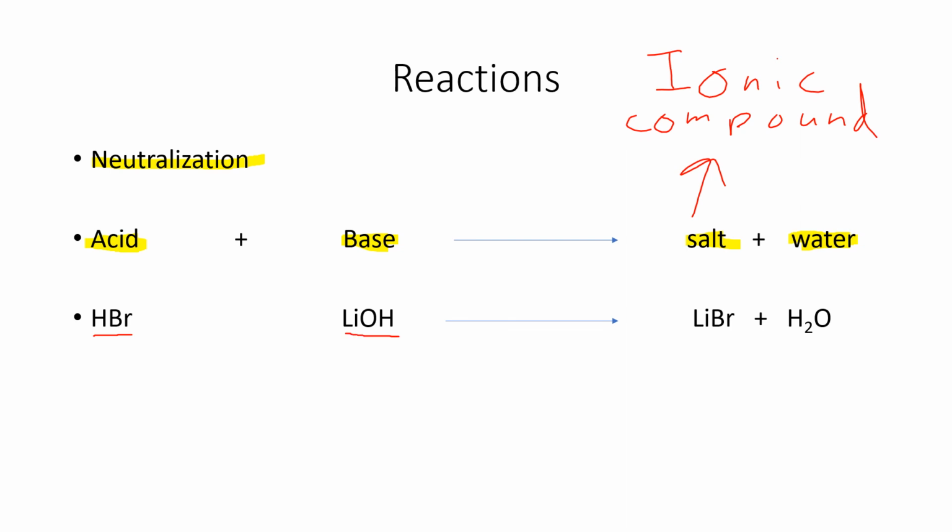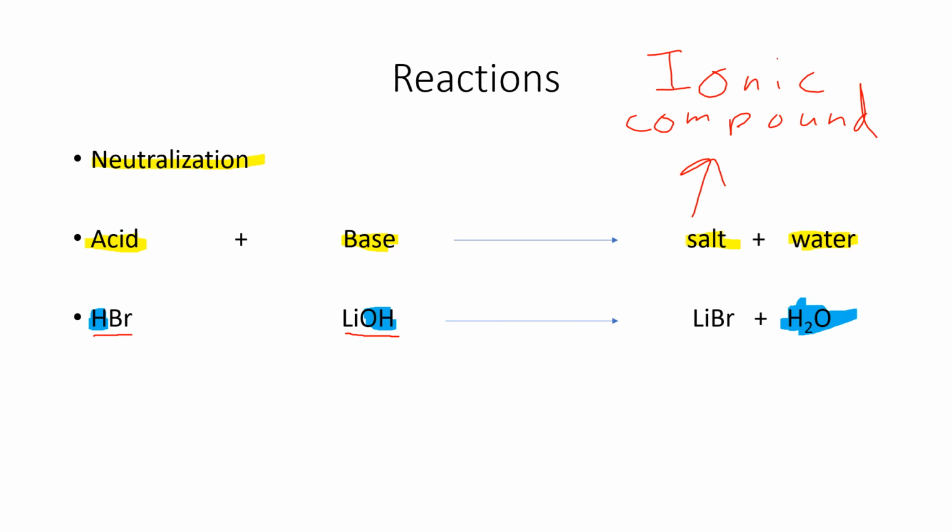What are you always going to make? Well, one thing you're always going to make is water, highlighted in blue. Where did you get that water from? Well, that water is going to come from the H+ from the acid and the OH- that's coming from the base. Which specific salt or ionic compound will you produce?